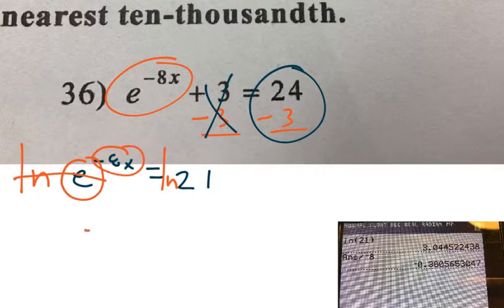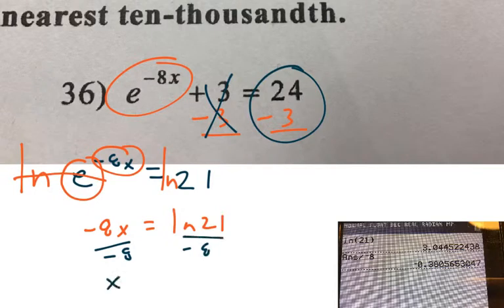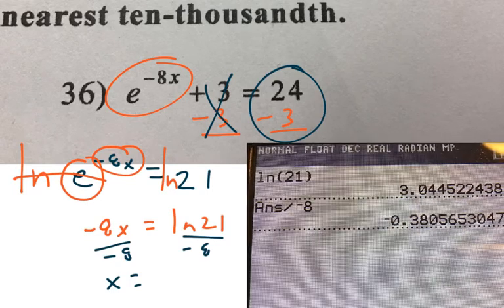Notice what I'm left with is negative 8x equal to the natural log of 21, which we actually can do on our calculator, as we'll see here in a minute. And then the last step, of course, is just to divide by negative 8, and we'll find our x. So let's enlarge our calculator results here. Note that the natural log of 21 is 3.0445 and some change. All we had to do was one more step and divide by negative 8.